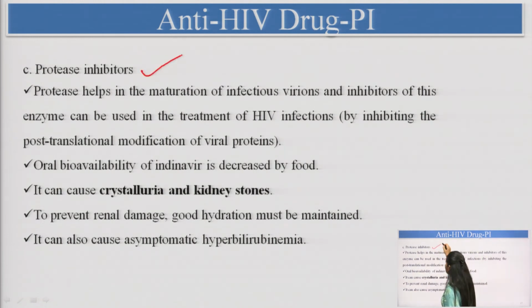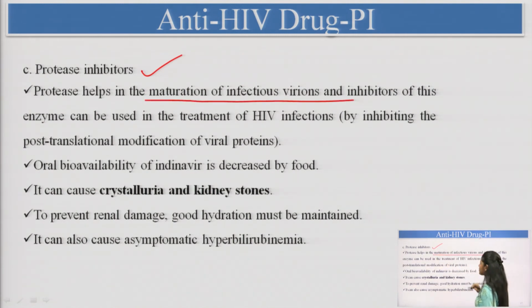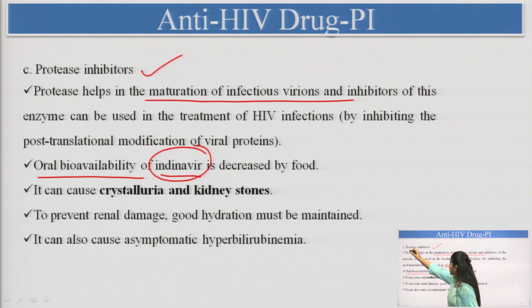After that, we have protease inhibitors. What are they doing? They are inhibiting the protease enzyme, which is essential for the maturation of infectious virions, and essential for the conversion of inactive proteins to active or functional proteins. So, we will see the oral bioavailability of indinavir. Indinavir is also one drug in the protease inhibitors.